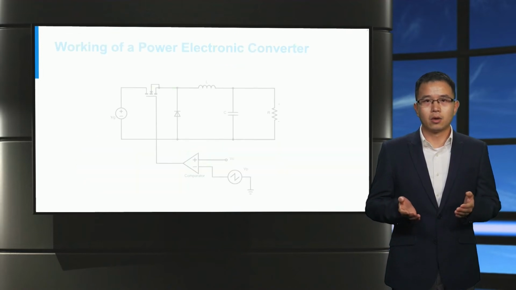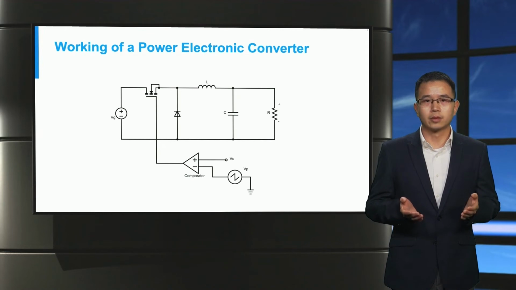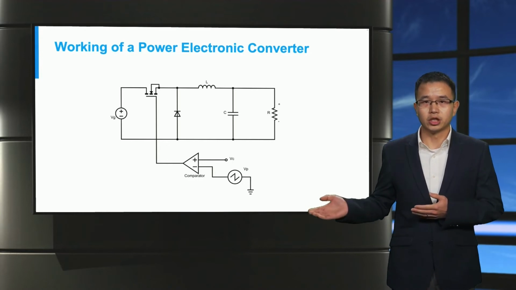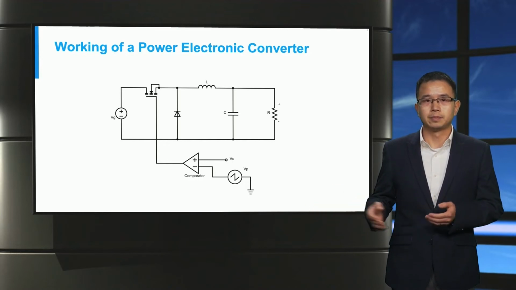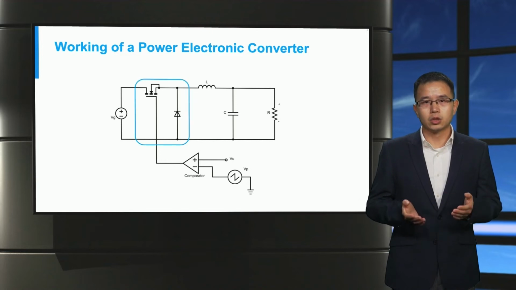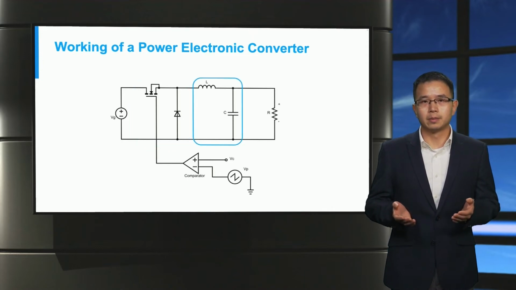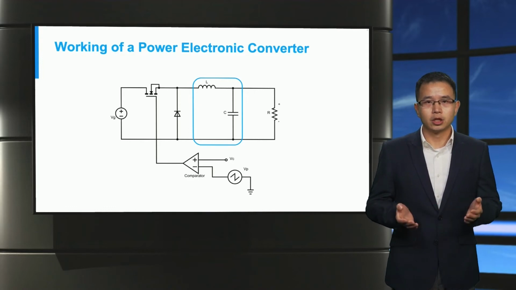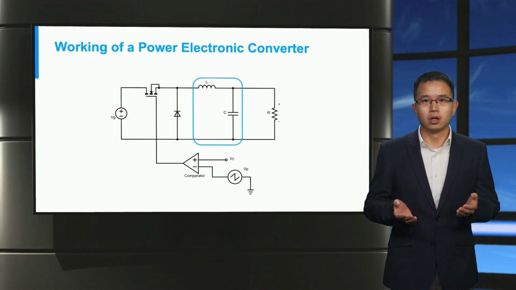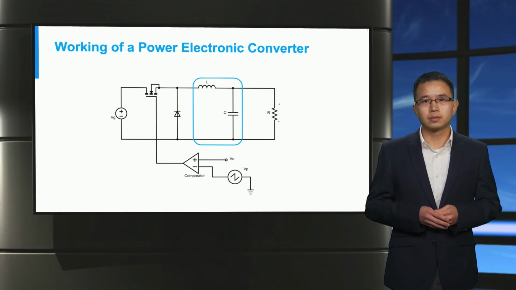Let us see how a simple power electronic converter works. The operation principle of a power electronic converter is briefly elaborated by this topology, called a buck converter. It is composed of one switch and a diode for freewheeling, followed by a low-pass filter formed by an inductor and a capacitor. The switch, essentially a power semiconductor, operates in only 2 states, on and off.